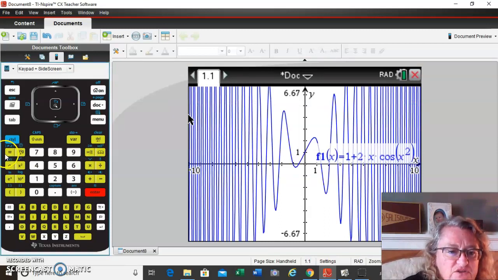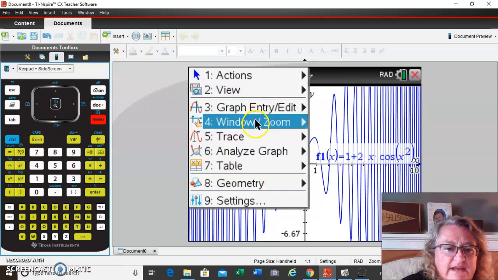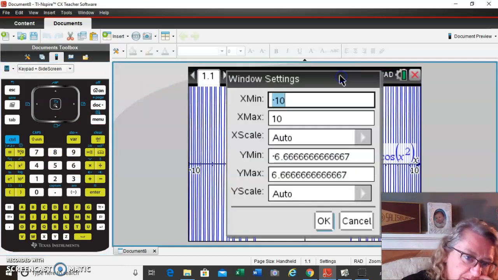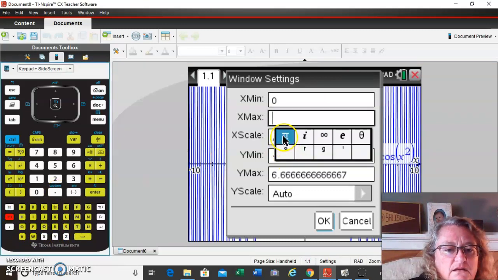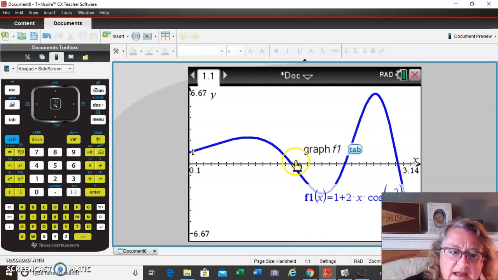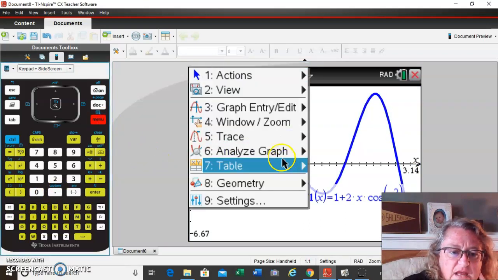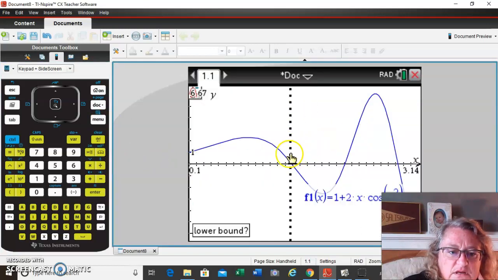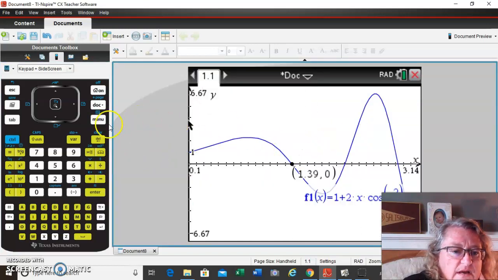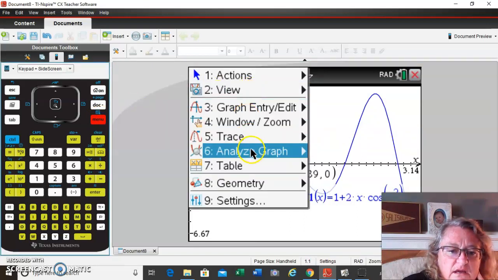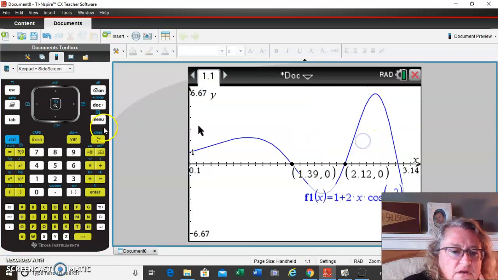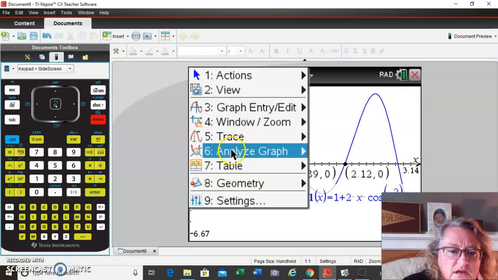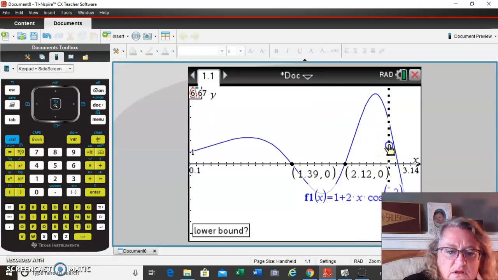All right. I also want to set my window because I really only care about the points that fall between 0 and pi. So 0 and pi. Okay, and I want my x-intercepts. So menu, analyze graph, the 0, lower, upper, menu, analyze graph, 0, lower, upper, and menu, analyze graph, 0, lower, upper.